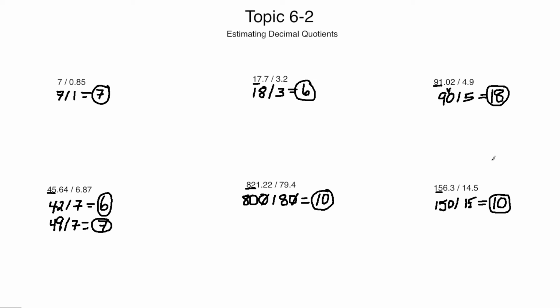Awesome! So that's all you have to do with your homework, is just estimate the divisor first, and then find a compatible number that you can estimate the decimal number to, the whole number with a decimal, to make it compatible with your divisor. All right, I'll see you tomorrow at school.